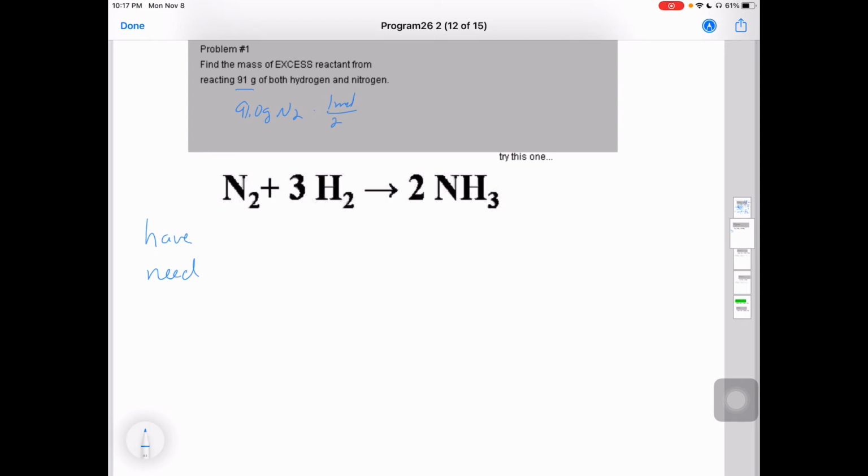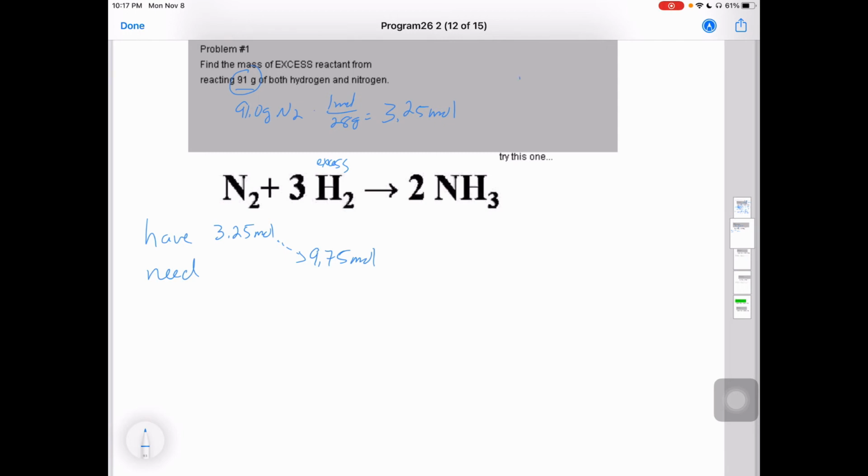1 mole is 28 grams, which gives me 3.25 moles. And how much would I need if it's a 3 to 1 ratio? Well, that's 9.75 moles. And you're like, well, dude, I've got way more than that because I've got 91. So I know for now I've got way more hydrogen. Therefore, it's going to be excess, just intuitively, before I do the calculations, which I will prove to you in a moment.